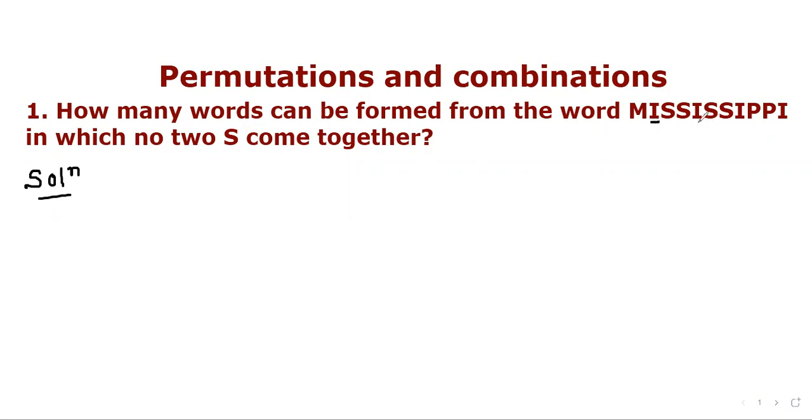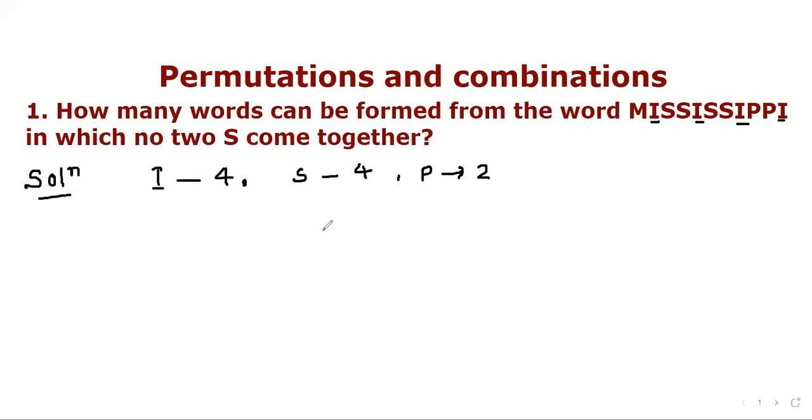letter I occurs four times, S occurs four times, and P occurs twice. Now, the condition is no two S come together.